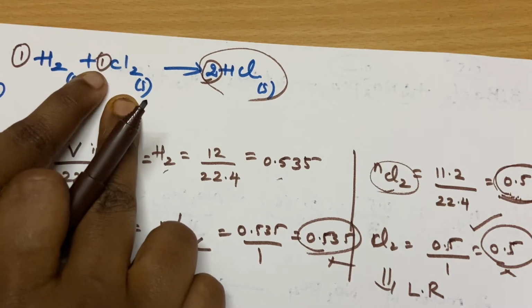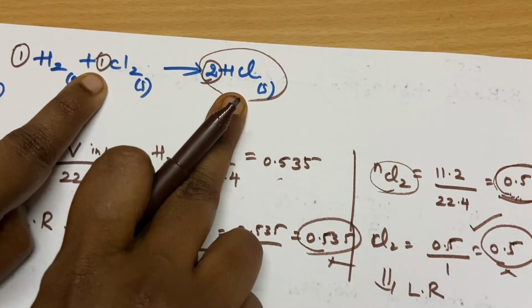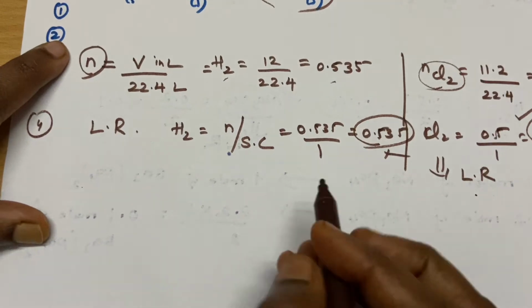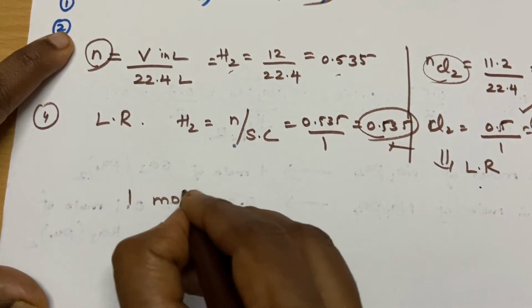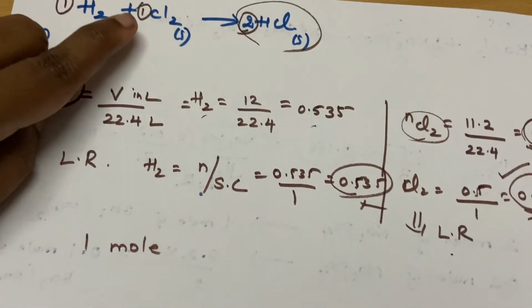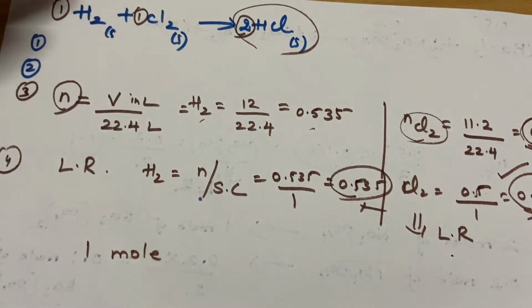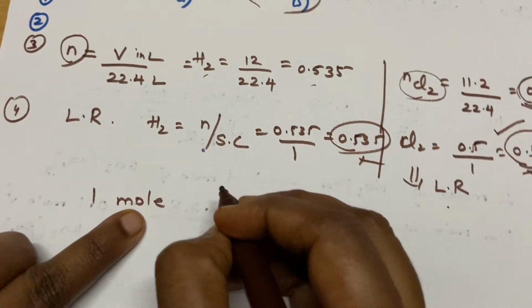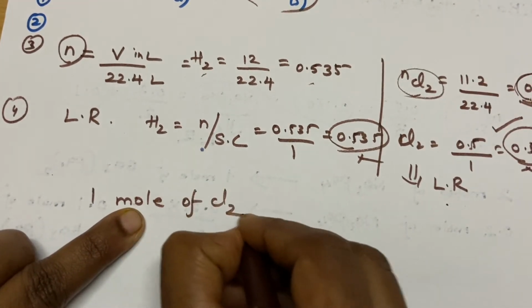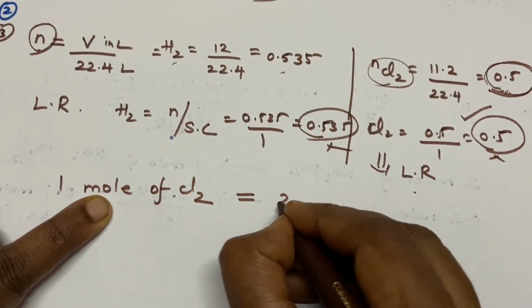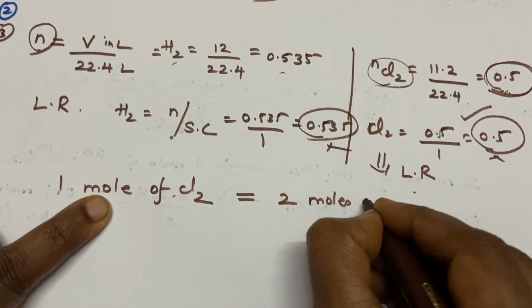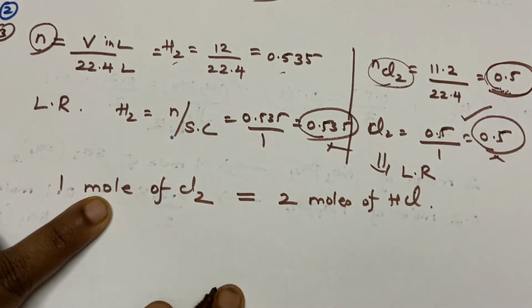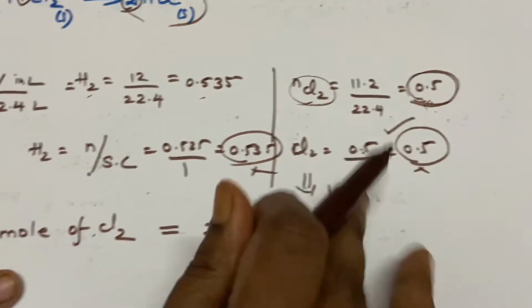LR reagent here. 1 mole of chlorine will give you what? 2 moles of hydrogen chloride. From the equation, this is the recipe of preparing HCl, isn't it? So you are following this one. So 1 mole of chlorine will give you 2 moles of HCl. Okay, so the given number of moles is 0.5.